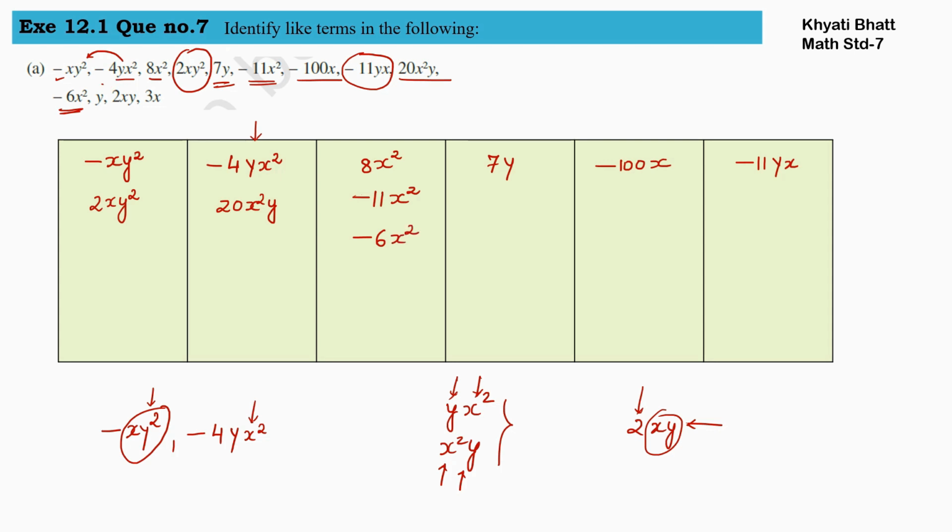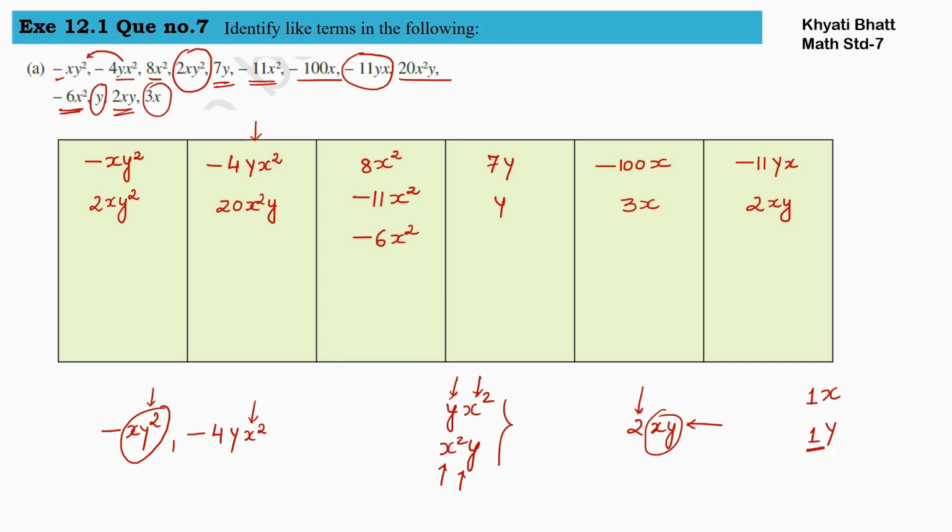Then comes y. So here we have mentioned 7y. Along with that we are mentioning second term, that is y. When only a variable is there, for example x or y, then the coefficient will be 1. If we need to mention the coefficient or the constant, then we can mention 1. Comes 2xy. So with yx we can mention this, that 2xy. xy and yx both are like terms. Then comes 3x. So 3x we can mention over here.